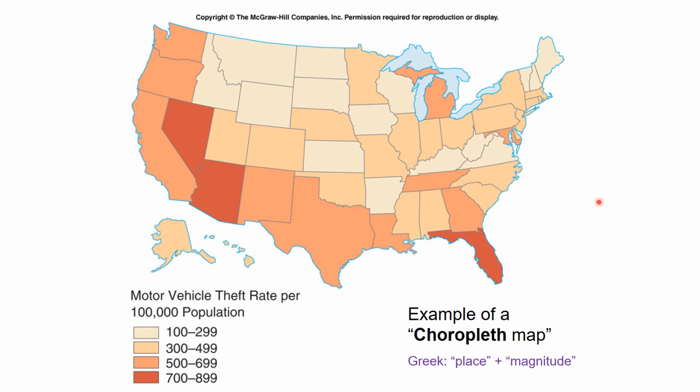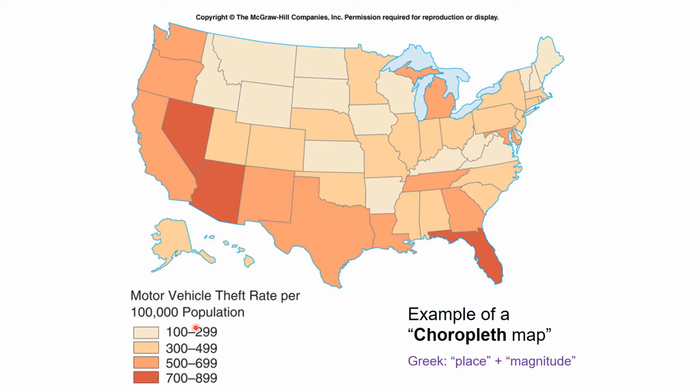Now this one does show difference in magnitude, and this is a good example of a choropleth map, from the Greek choro meaning place and pleth meaning magnitude. All right, so here you have the 50 state data, motor vehicle theft rate, so it's not the number of motor vehicle thefts, but it's the rate of them.